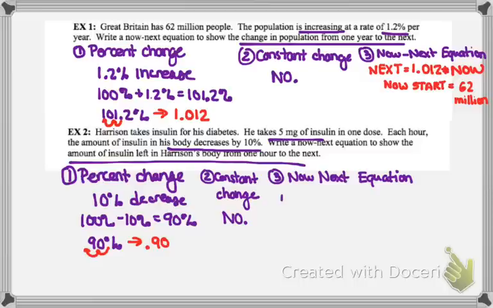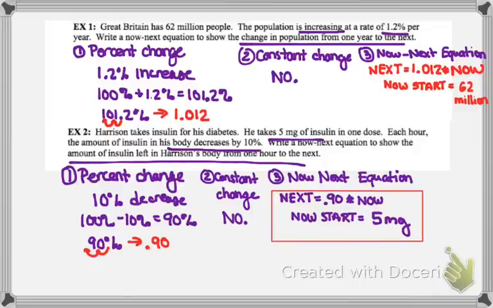Again, our now next equation always starts with next equals, because that's what we want to know. We want to know the next hour. I take my percent change, which is just 0.90, and I multiply by the now. And then the only thing I'm missing here is my now start. We want to know where Harrison started at the beginning of the problem, and he started with 5 milligrams of insulin. So I'll put 5 milligrams. And that is my final answer.